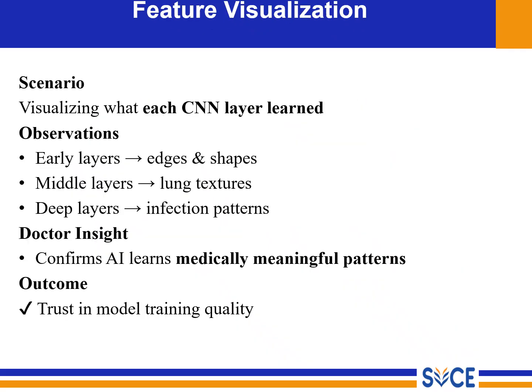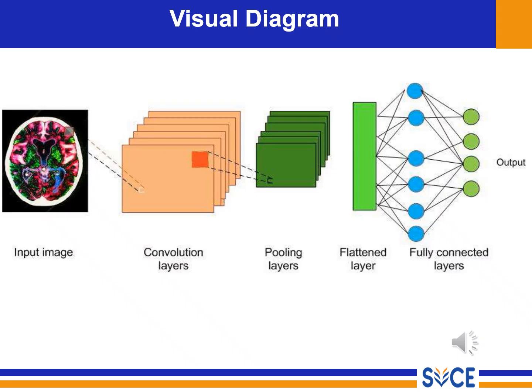Now let us go deeper into how the AI learns internally. Different CNN layers learn different things. Early layers learn edges and shapes, middle layers textures, deep layers infection parts. This shows the AI's learning structure. Doctor insight: this AI is learning meaningful medical features. So this increases the confidence in training quality. The outcome is trust in the model and its training quality. This is the visual diagram.